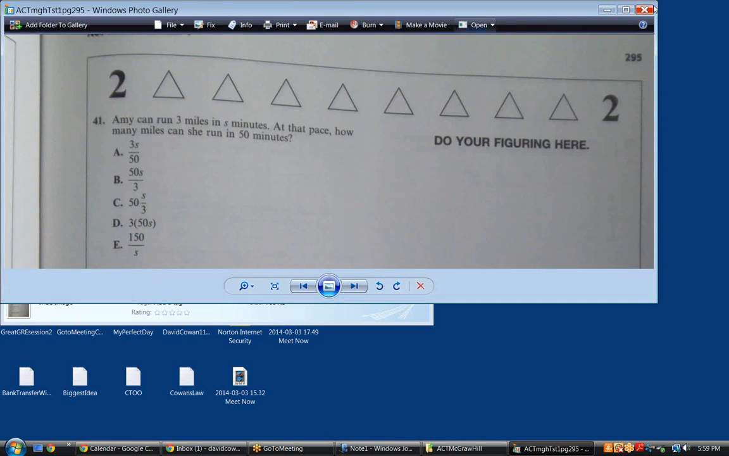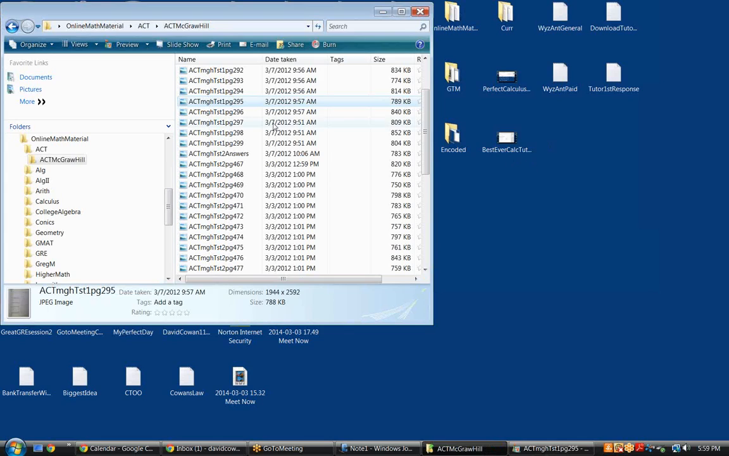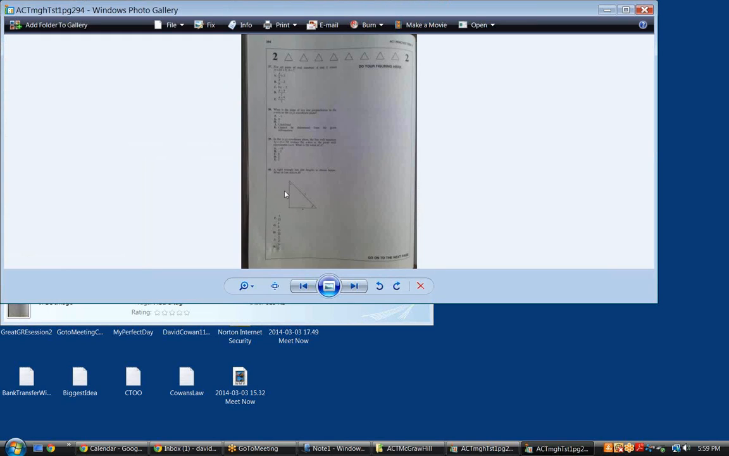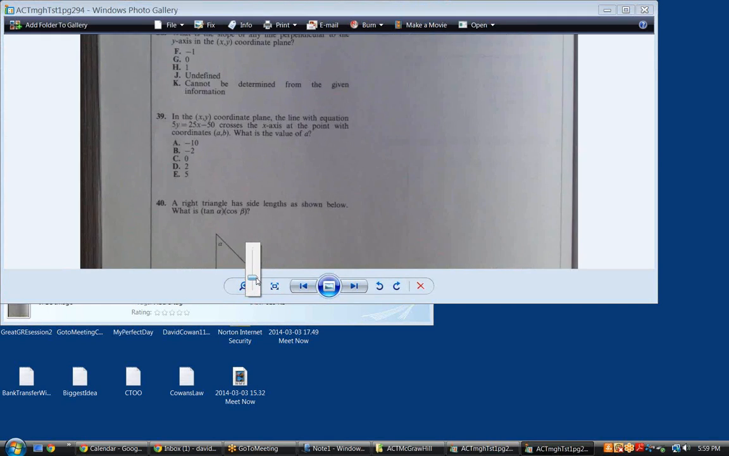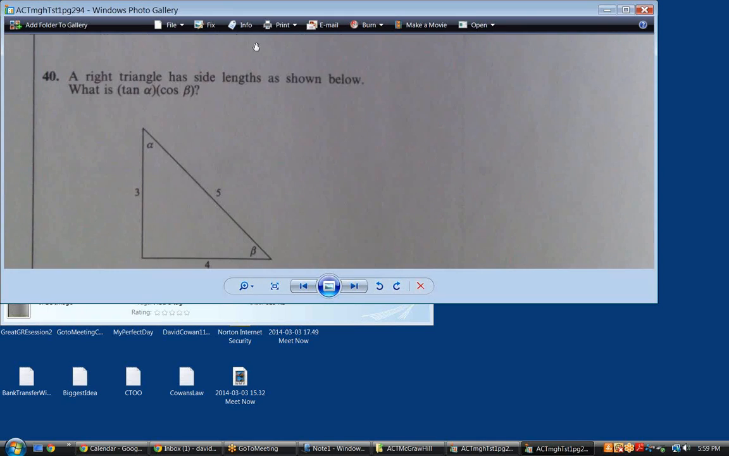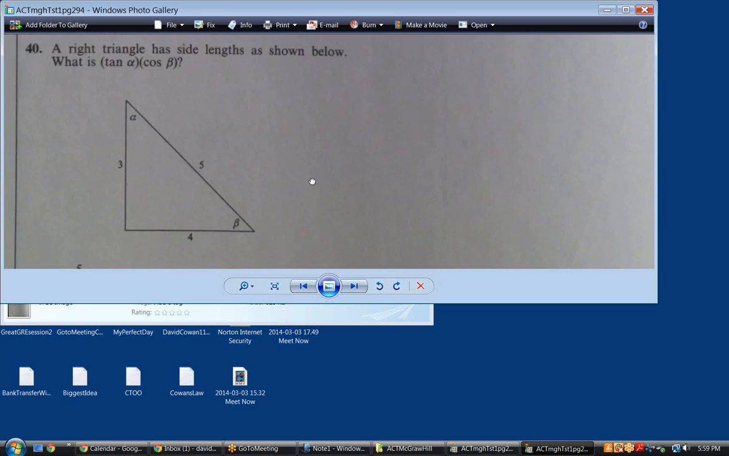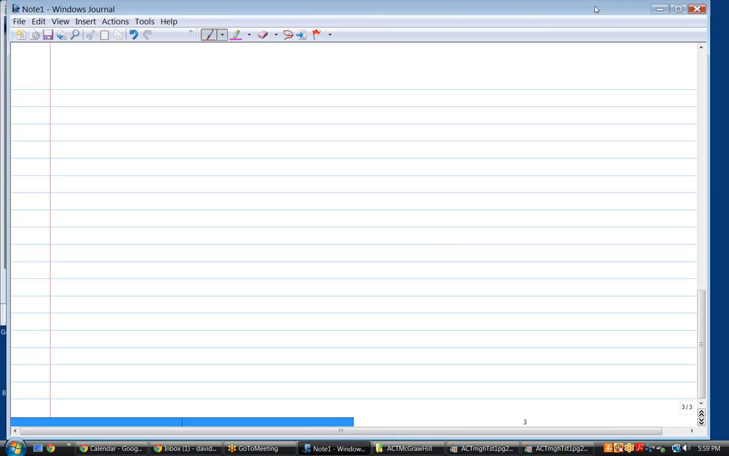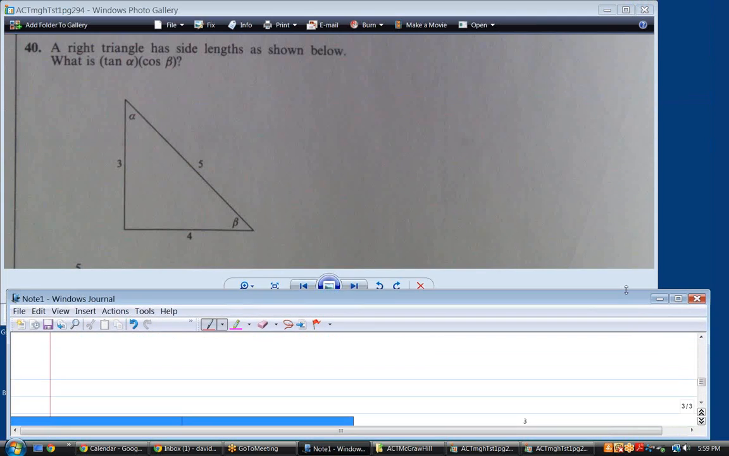Now, hold on. Open the previous page and get question 40, in case it's a trig. Ah, it is a trig. Glad I didn't skip it. Hold on. Almost did.